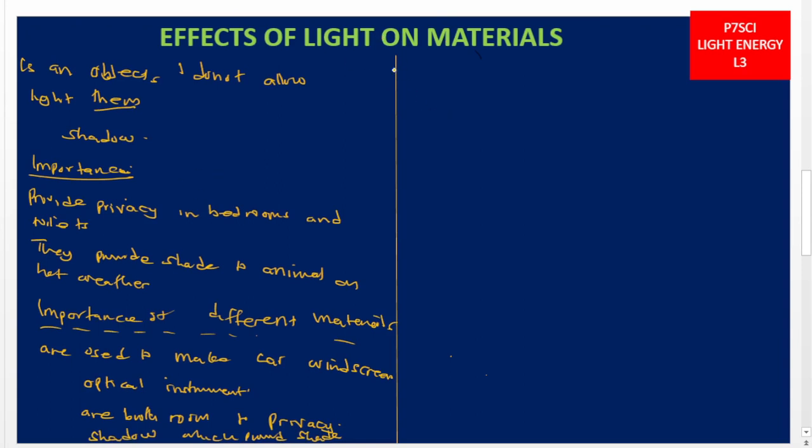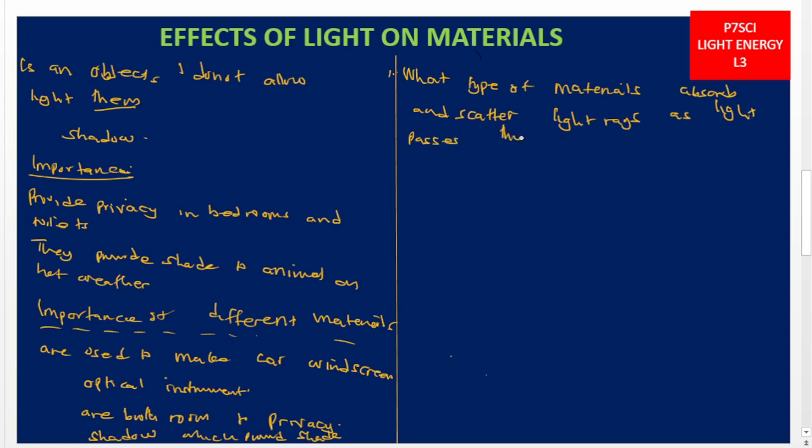I congratulate you upon being a good learner and choosing revisionug.com. Number 1 says, what type of materials absorb and scatter light rays as light passes through them?